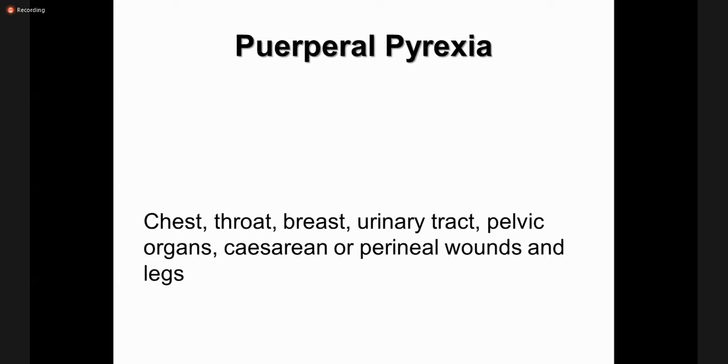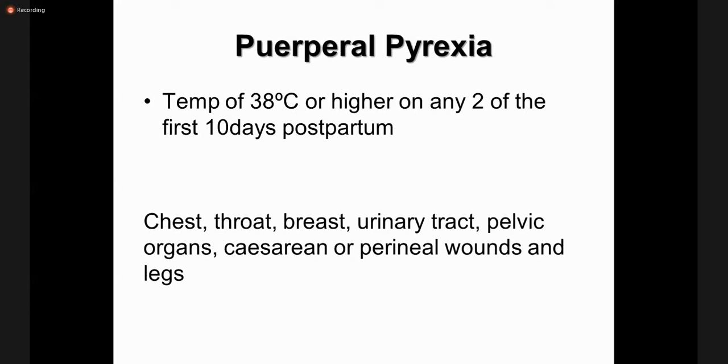Then is puerperal pyrexia. What is it? This is an important definition. You should know it is a temperature of 38 degrees centigrade or higher, on any two of the first 10 days postpartum. If you find the temperature at one time and then check again after a few hours and it is still 38 or higher, during the first 10 days postpartum, this is puerperal pyrexia.